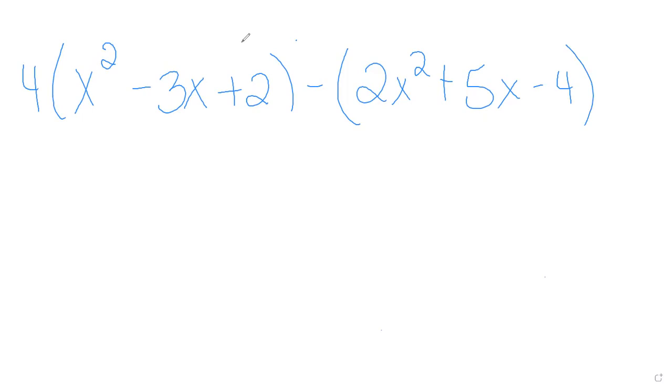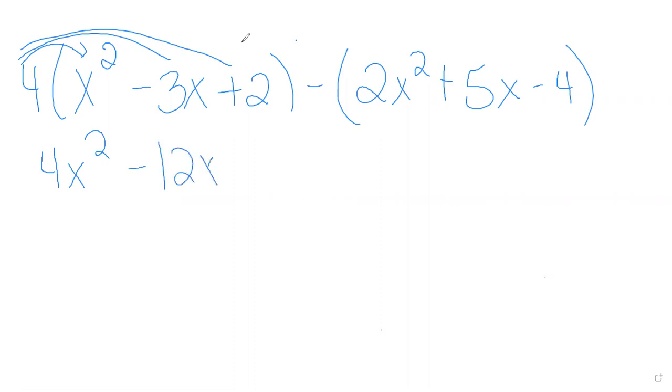So this one is real similar, but I want you to remember that the 4 has to distribute to every single thing. So not just the first two pieces, every single piece. So here we go. 4 times x squared is 4x squared. 4 times -3x is -12x. And 4 times 2 is 8.